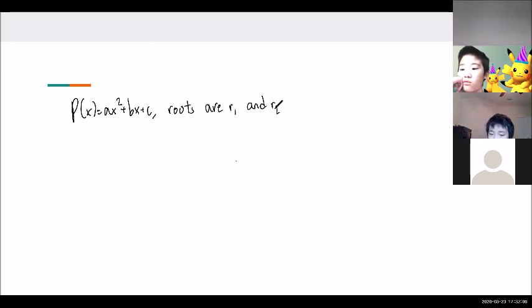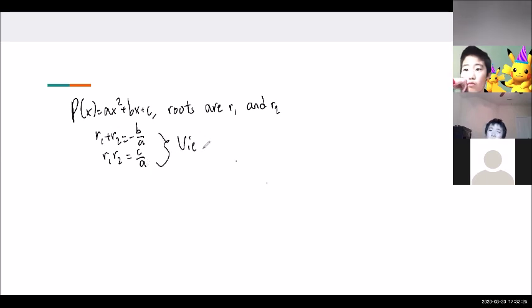Remember, r1 and r2 are roots because plugging them in here makes the expression equal to 0, but we don't know what exact numbers they are. Then the sum of the roots, r1 plus r2, is equal to minus b over a. And the product of the roots, r1 times r2, is equal to c over a. This is called Vieta's formulas.